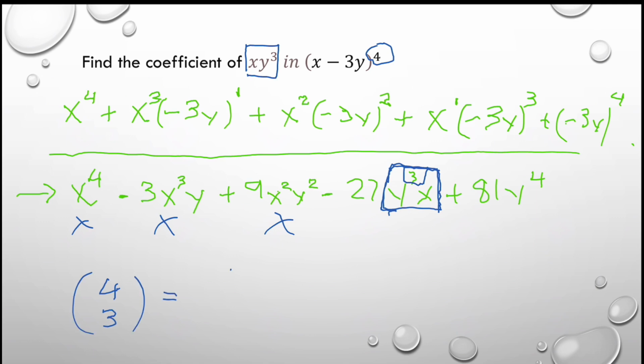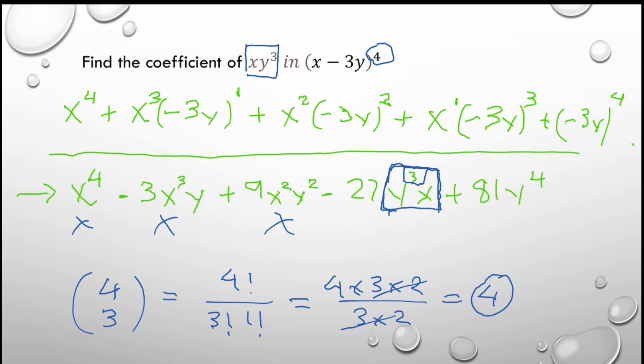4 choose 3, which will be 4 factorial upon 3 factorial times (4 minus 3) factorial, which will be 4 into 3 into 2 upon 3 into 2. We cut this to get 4. So finally, your coefficient would be 27 times 4, which would be 108. So the coefficient of x and y to the power 3 in (x minus 3y) to the power 4 will be 108 and not 27 or 4.